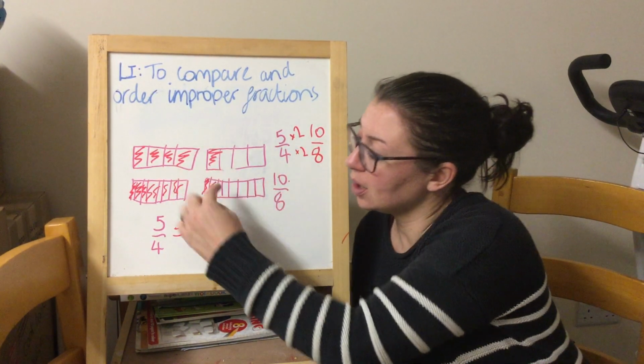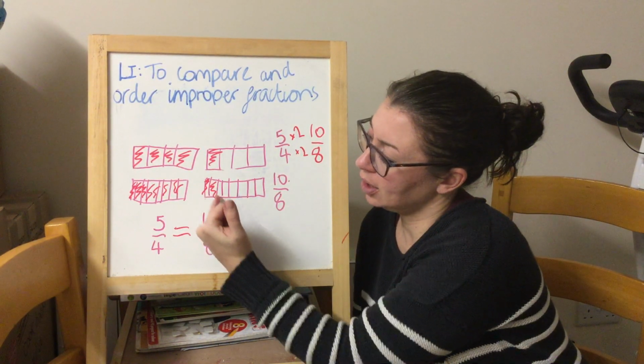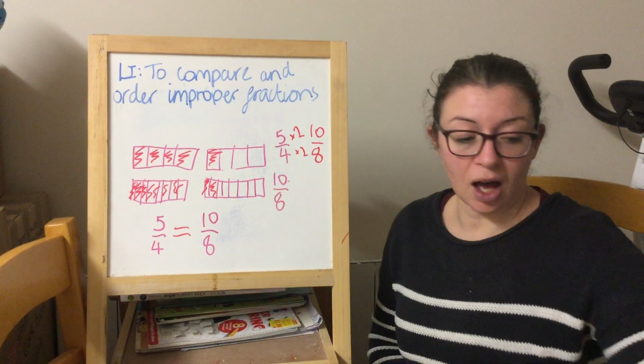So we've coloured them in. This is why I say it's really important to do accurate diagrams. And our line is in exactly the same place. So those ones are equal.